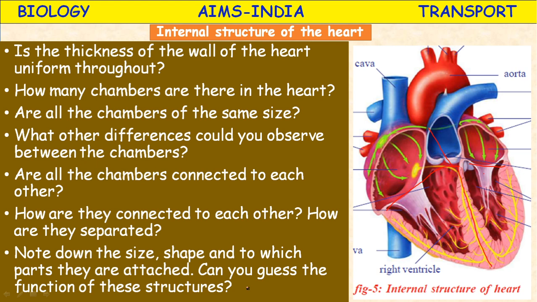Each and every cell is supplied with blood capillaries. These blood vessels divide into small capillaries and supply blood to each and every cell. So this is the internal structure. Let us proceed.